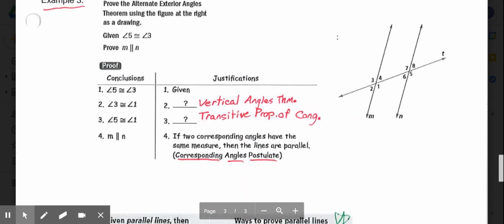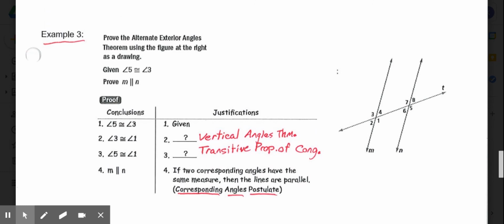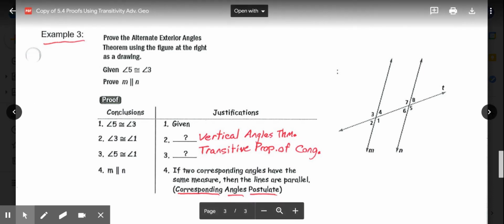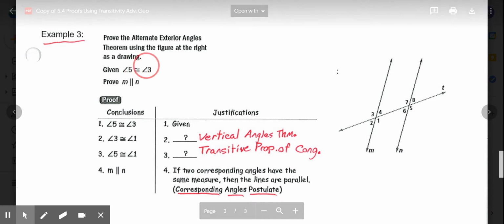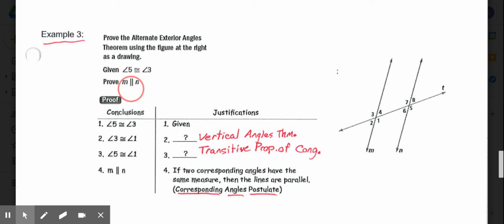And then we get to example 3. Example 3, the proof here says prove the alternate exterior angles theorem using the figure at the right as a drawing. So they gave us the info, angle 5 is congruent to angle 3. They want us to prove lines M and N are parallel. So 5 congruent to 3 is given.